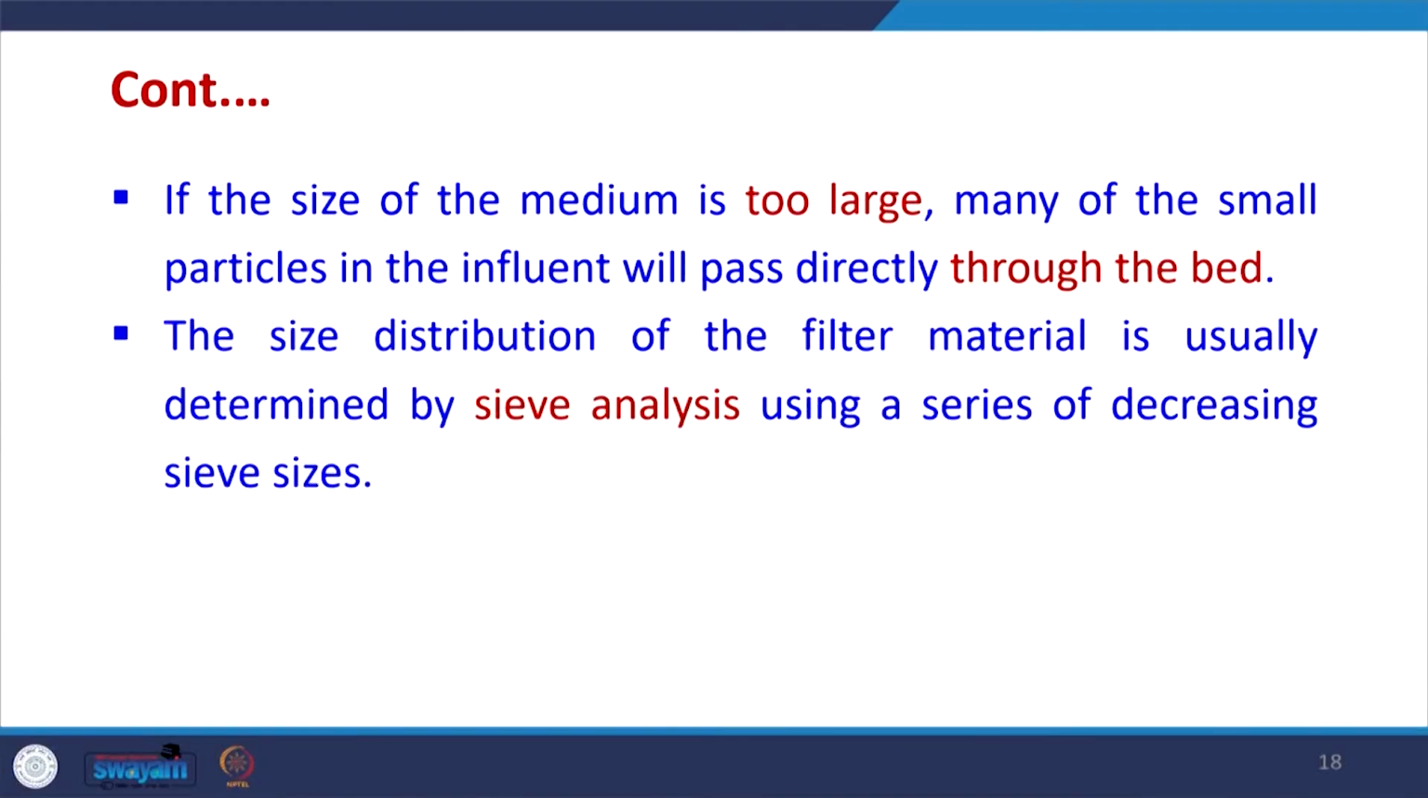If the size of the medium is too large, then the pores will become very big, so particles will directly pass through the bed. So, we have to properly select the size of the medium. Neither can we go for too small, where the head loss will become very high, or too big, where the particles are not filtered at all. The size distribution of filter medium is usually determined by sieve analysis, or a number of other methods can also be used.